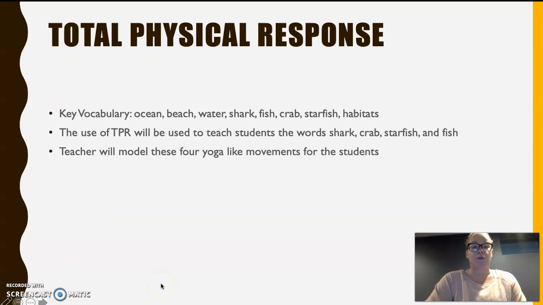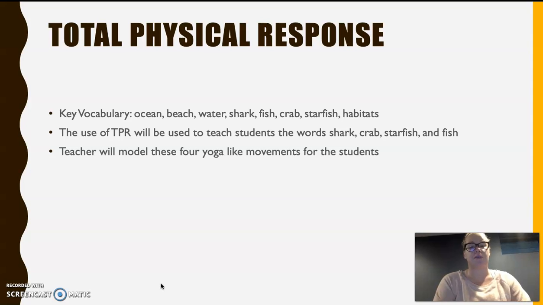I chose to do total physical response. I love total physical response. I use it in my classroom all the time. Total physical response, or TPR, is basically you give the student a command or you give them a word, a vocabulary word or something to do, and they use their body to respond to it, and that's kind of how they learn the word. The key vocabulary for this lesson is ocean, beach, water, shark, fish, crab, starfish, and habitat. TPR will be used to teach students the words shark, crab, starfish, and fish.